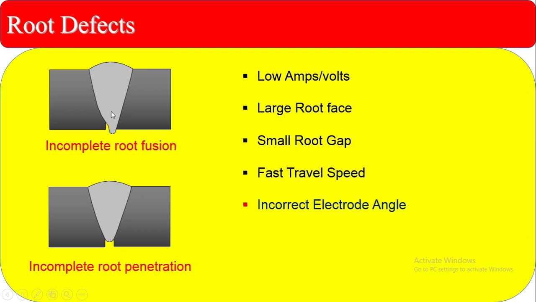Your electrode should be at this angle, but you are doing it at a slightly different angle, so it will not be fused on the left side of the parent metal. So that's called incomplete root fusion. Contamination: if there is contamination, you can find root defects. Last is arc blow: if arc blow is there, it can cause root defects. So these are the 7 factors for incomplete root fusion or incomplete root penetration. Hope you understand these root defects.